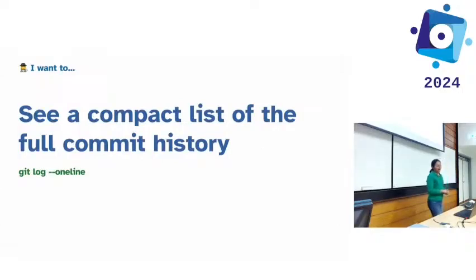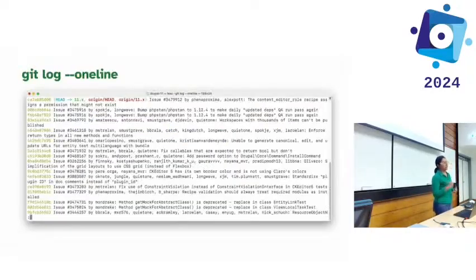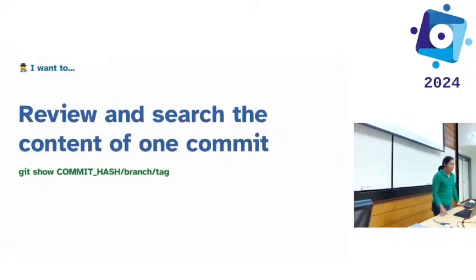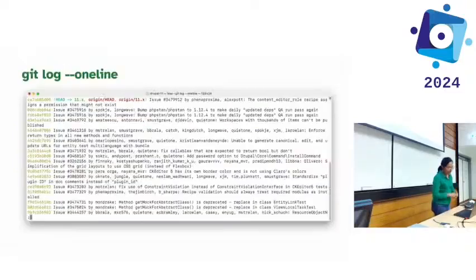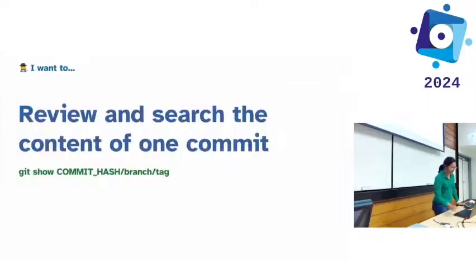We also have git log --oneline to see a compact list of the full commit history. We can use this command if we have a project with a lot of commits or a lot of people working on it. Also, in the case of git log, we can use it to find specific words. We can put the slash and the word that we are looking for.